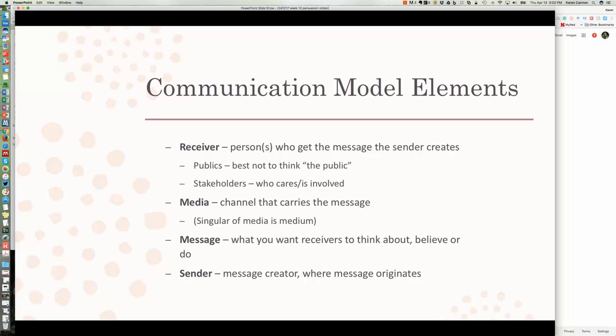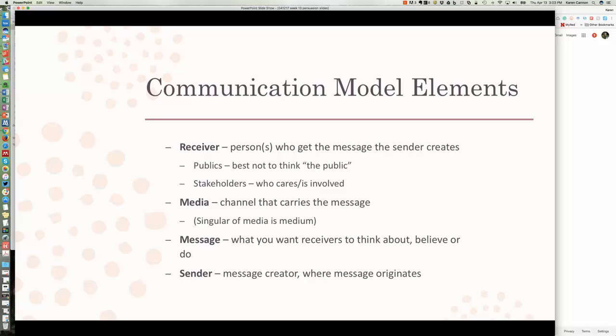When you think about creating messages, you need to think about each of these elements, right? You need to think about the person who's going to receive the message and almost under what conditions that person is going to get the message. Are they going to be doing something low involvement like watching television, or are they going to be doing something that's more high involvement? Always best not to think about the public as one group, but to think about multiple different publics. Think about the people who are invested or involved in the issue or the organization that you're working for. Obviously, the media here is the channel that carries the message that you're sharing.